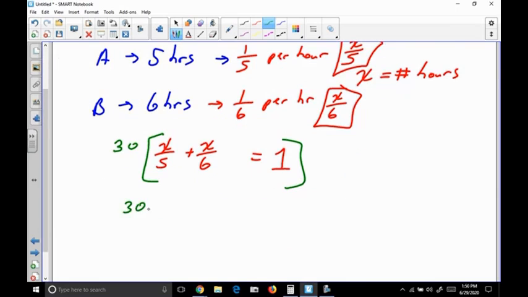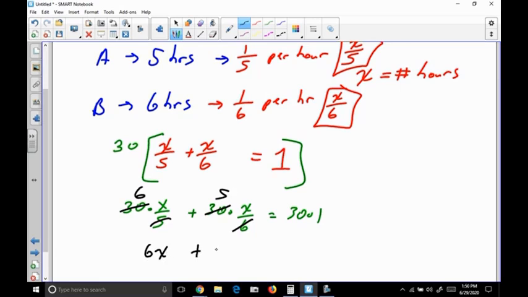We're going to do 30 times the first term, and we're going to do 30 times the second term, and we're going to do 30 times the other side. And why 30? Because 5 goes into 30, and because 6 goes into 30. So that makes our fractions go away.